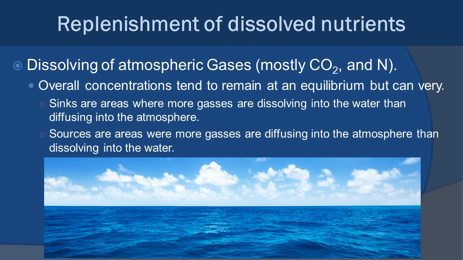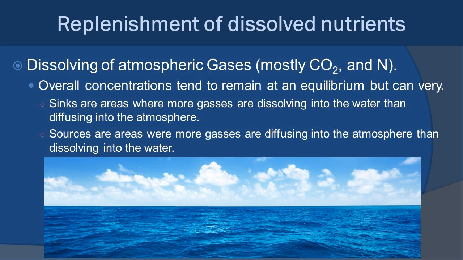Now, generally in the ocean, when we talk about dissolved gases, overall concentrations tend to remain at an equilibrium, but they can vary. Anywhere we have what we call sinks are areas where more gases are dissolved into the water than diffusing into the atmosphere. Sources are areas where you would have more gases diffusing into the atmosphere than dissolving into the water. So it depends on which way you're going in terms of calling it a sink or a source of a particular gas.